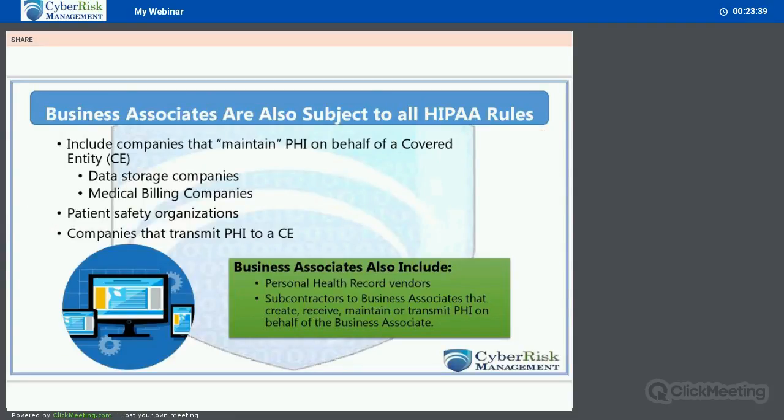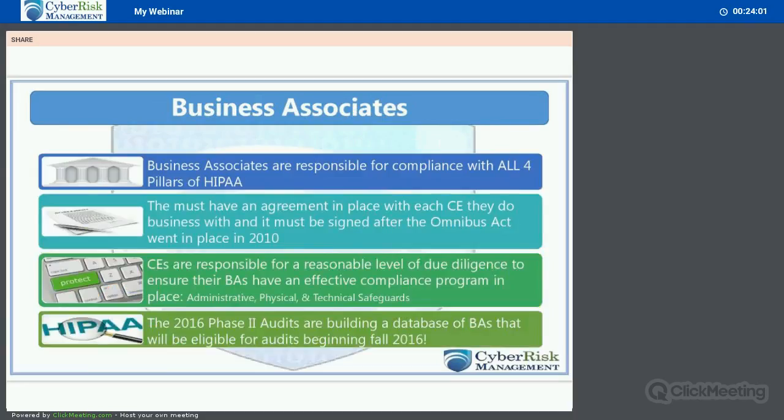So business associates, we've talked about these a couple times, but I want to really share the definition. A business associate is any company that maintains PHI on behalf of a covered entity. These could be data storage, medical billing, there's a whole host of other companies. And they are responsible for following the guidelines of HIPAA. So business associates have to follow all four pillars.